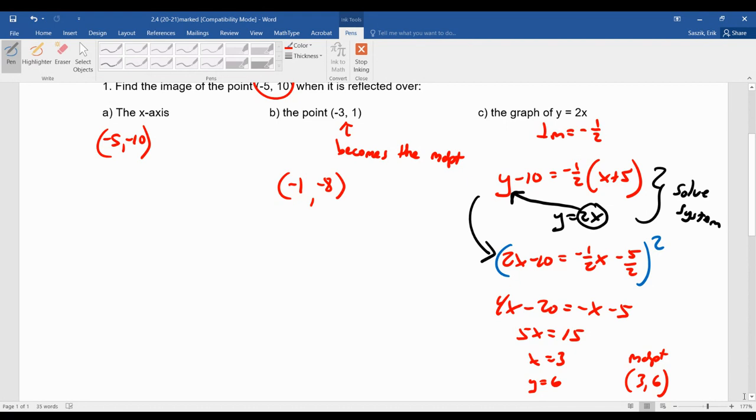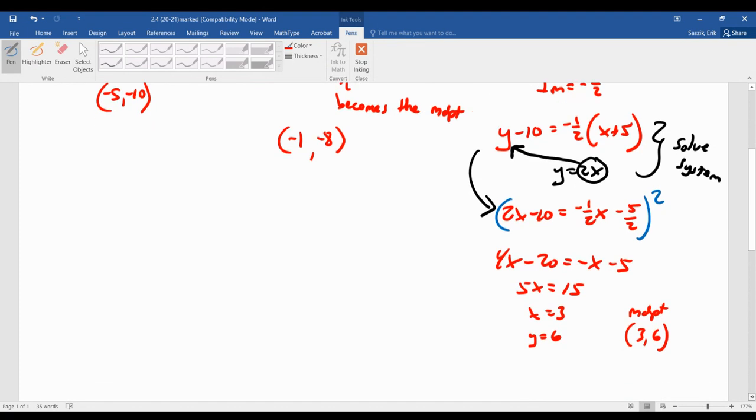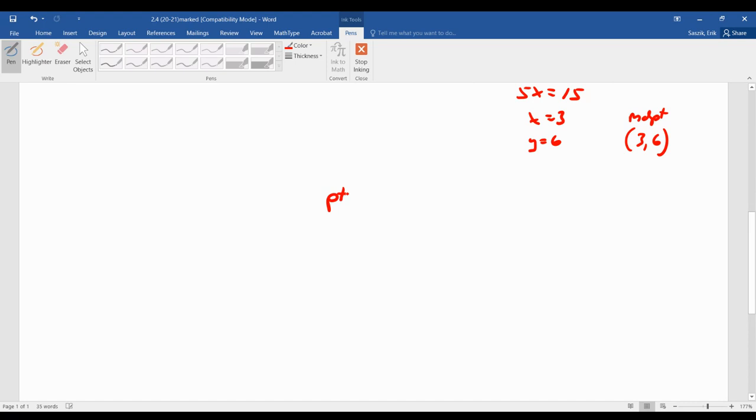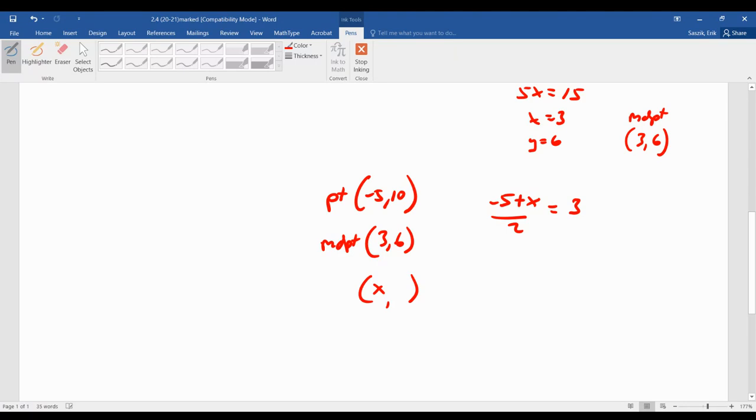But I'm going to show you mathematically this way, in case the numbers aren't always so nice. Remember, our point was -5, 10. Our midpoint is 3, 6. So we want to find the other endpoint. So we know that -5 plus this unknown x, over 2, has to give us this 3. So then we just cross multiply and move and we get 11.